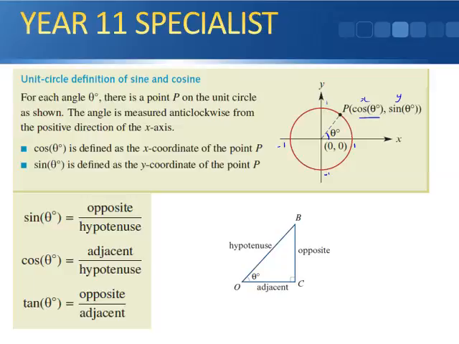And then we have a right angle triangle, and we know that these three rules exist. I won't go through them because you should know them by now.